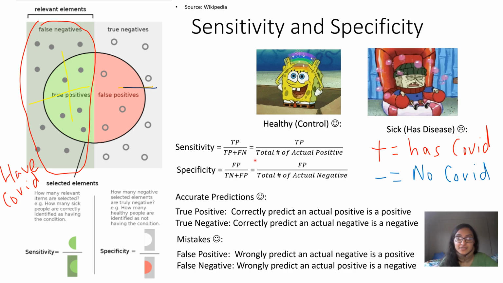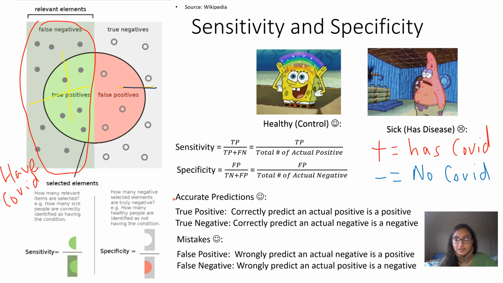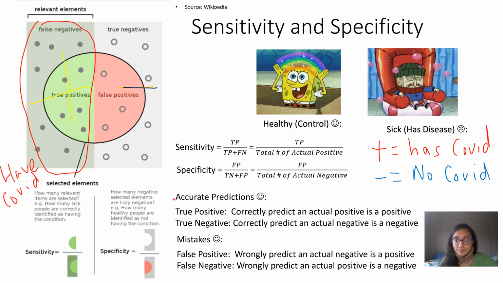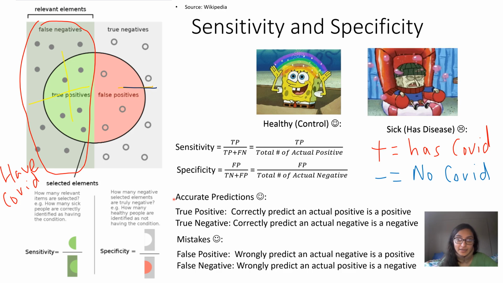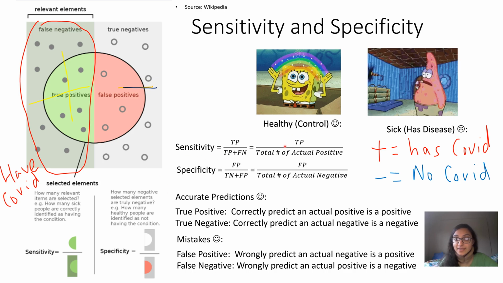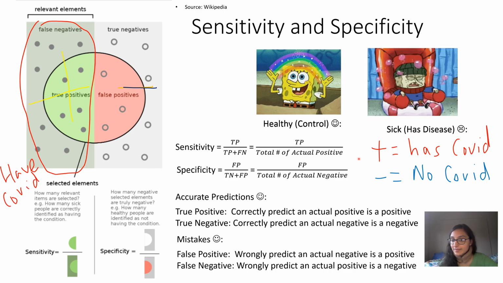And then specificity is trying to figure out how many negative selected elements are truly negative. So how many healthy people are identified as not having the condition. Out of all the negative individuals, the people who do not have COVID, how many did we correctly predict as not having COVID? So we're just looking at the accurate results divided by the total number of individuals in that class.